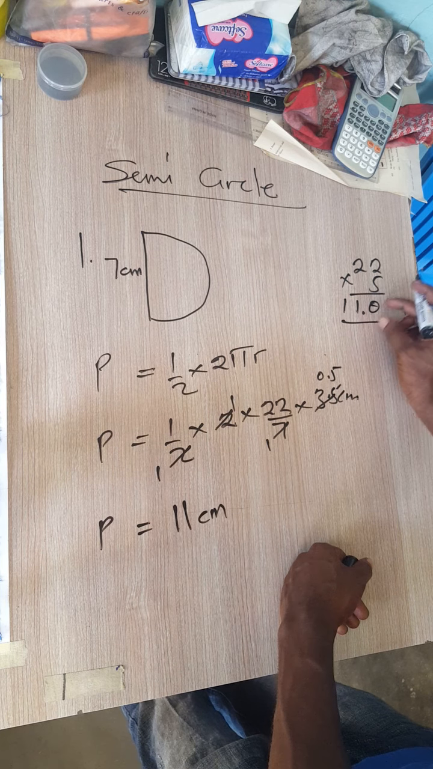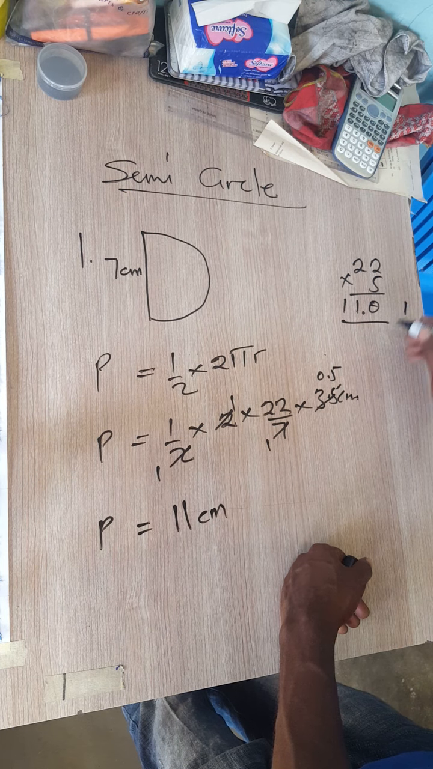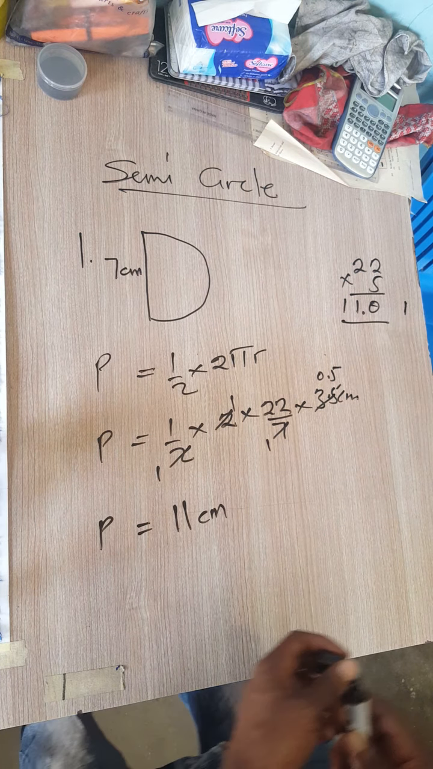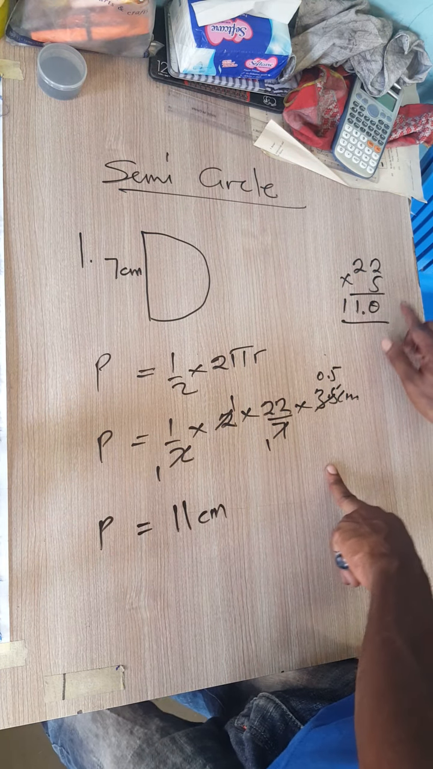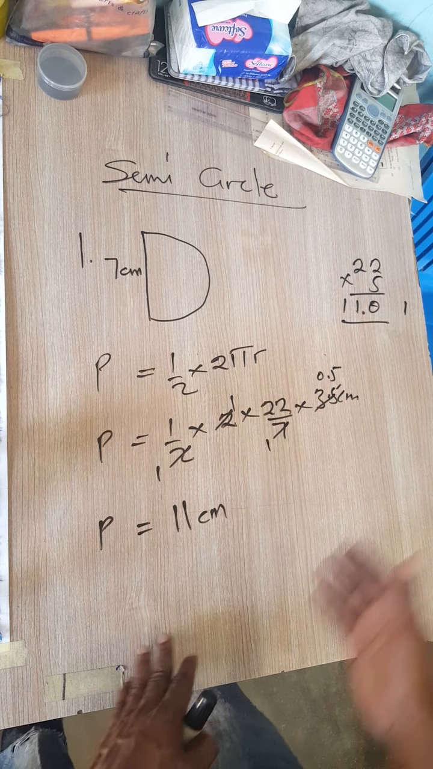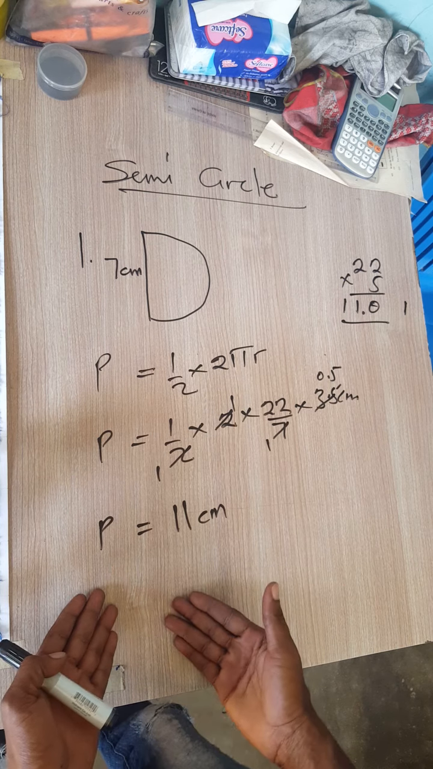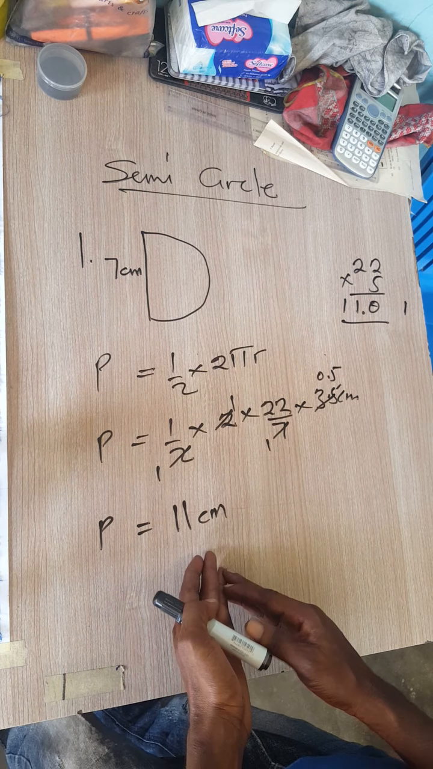5 times 2 is 10. And remember 1. We put 0 down, remember 1. 5 times 2 is 10 plus 1 is 11. Now we have 1 decimal place, so we put it back, and that will give us 11.0, which is the same as 11 centimeters. So our perimeter is equal to 11 centimeters.